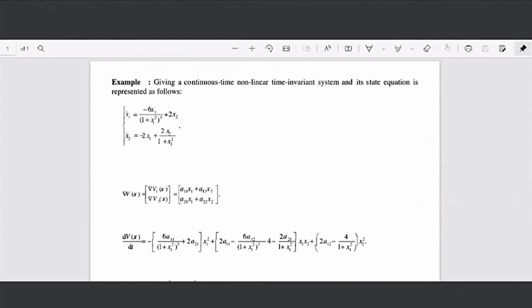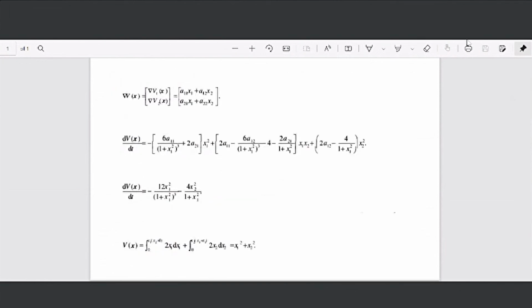This comes after grouping the coefficients of x1 square, x2 square and x1 x2. Once we group it, we get this. And when we take the selecting parameters, a11 equals 2 and a12 equals a21 equals 0, we'll be able to simplify the derivative function of the Lyapunov function as dV(x)/dt equals minus 12 x1 square divided by (1 plus x1 square) whole cube, minus 4 x2 square divided by 1 plus x1 square. And as you can see here, the derivative of the Lyapunov function is negative definite.